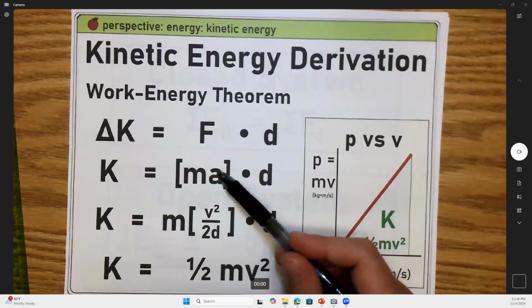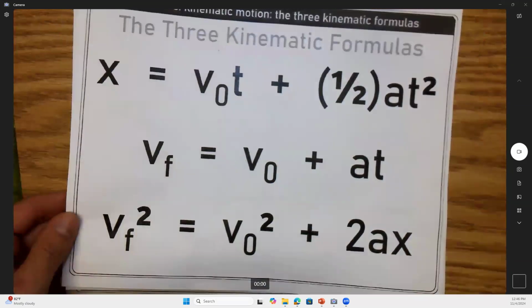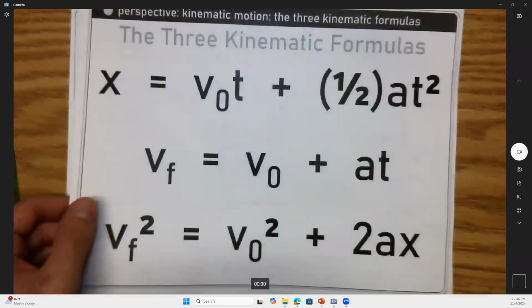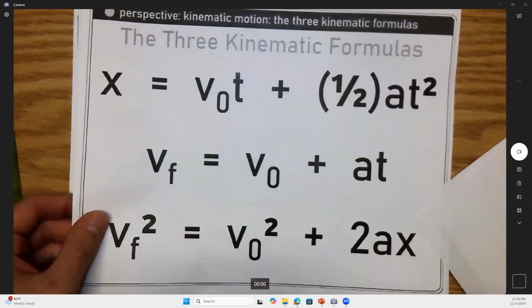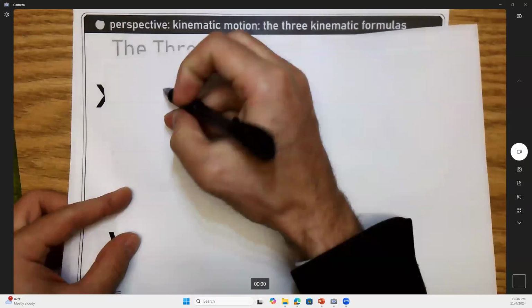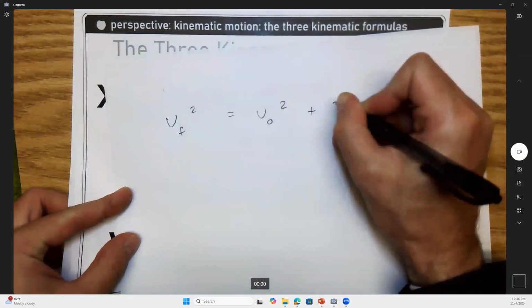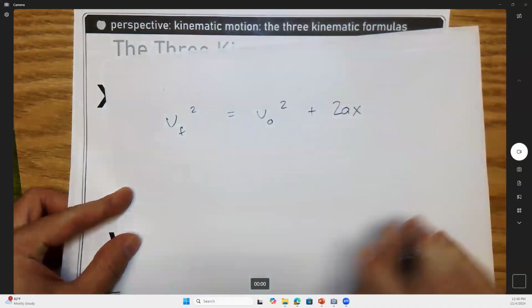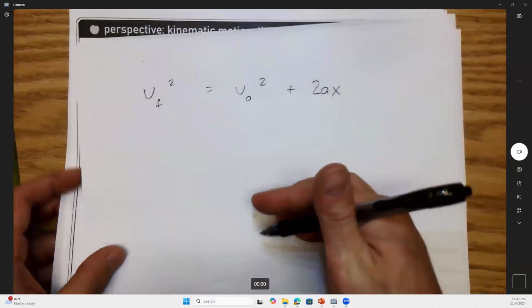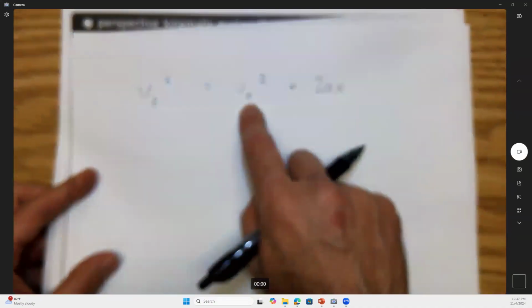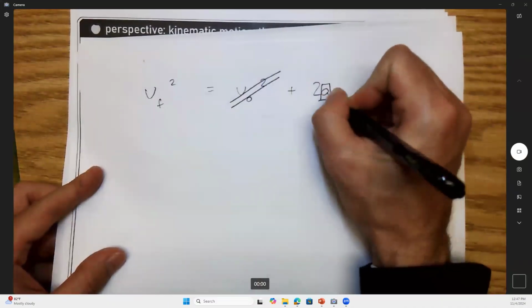Take a look at this acceleration right here. I'm going to go way back in this class to the three kinematic formulas. Let me pick this third kinematic formula: V final squared equals V initial squared plus 2AX. Let's say something starts from rest. Starting from rest means V initial is equal to 0. Let's say I solve for this acceleration right here.